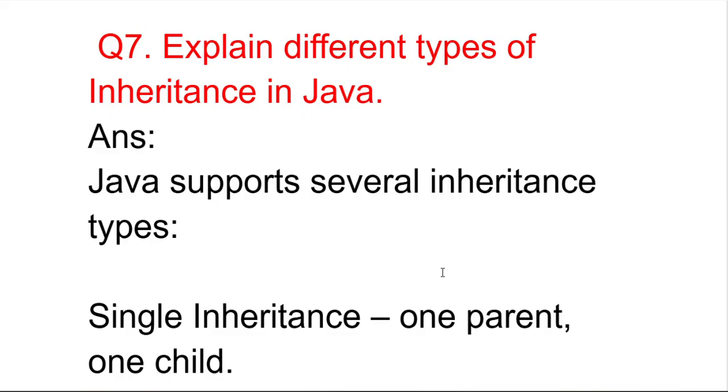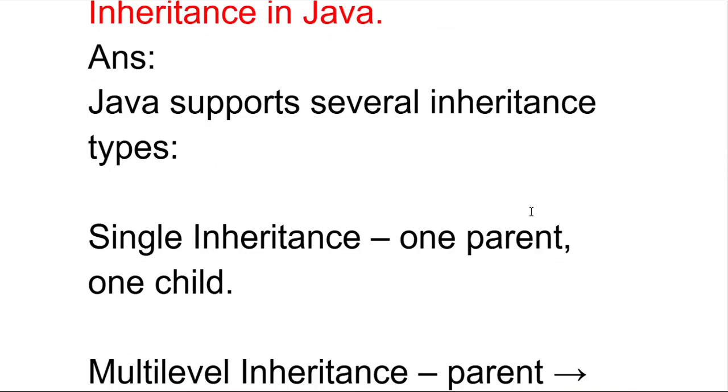Coming to the next question, explain different types of inheritance in Java. This is one of the most important questions in OOPS. This concept must be clear. So, what is the definition of inheritance? Inheritance simply means there is one parent class and one child class, and getting all the functions, all the methods, all the things from the parent class to the child class is known as inheritance. Java supports several inheritance types.